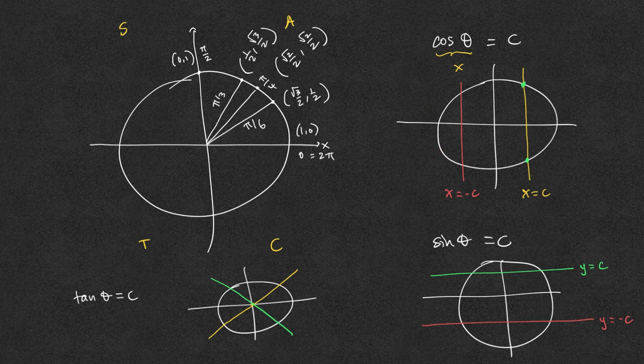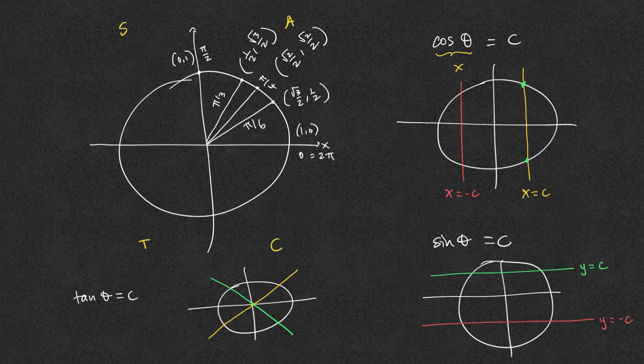Similarly, with sine of theta equals c, if c is positive and it is not 1, then we know that there are two main solutions here. If c is negative, then there are two solutions, one in the third and one in the fourth quadrant. If tangent is positive, then the initial solutions are in the first and the third quadrant.